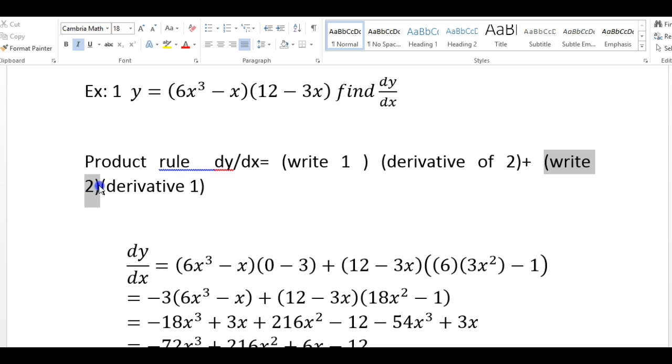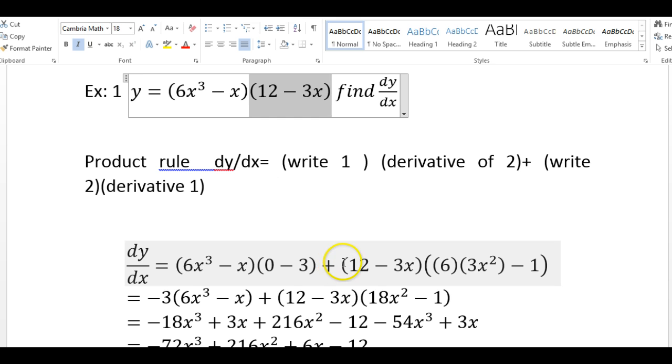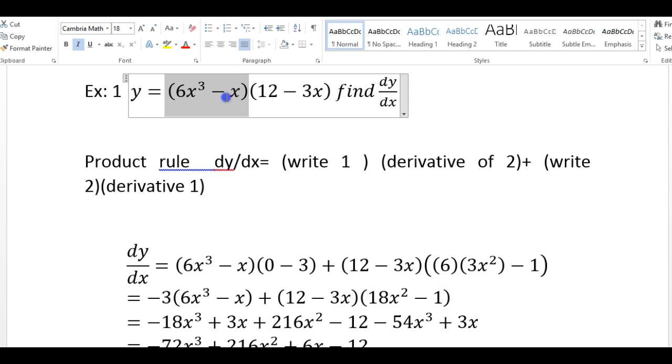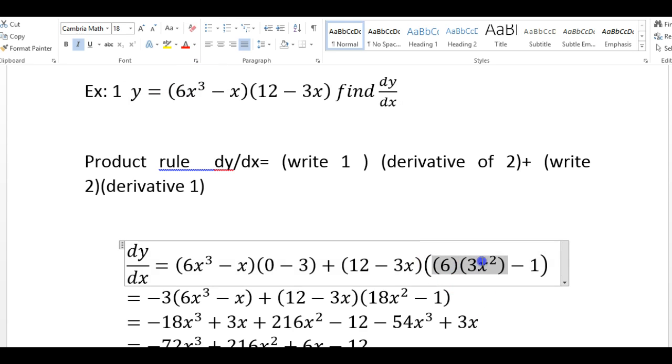So what is write 2? Write 2 is this, and so plus write 2, and then the derivative of the first piece. Why is that? The first piece is this. So what will be the derivative? 6 is a multiple, so it's 6 times 3x squared, minus the derivative of x, which is 1. The derivative of x is 1. Is everybody okay with that? So this is the derivative of the first piece, right?